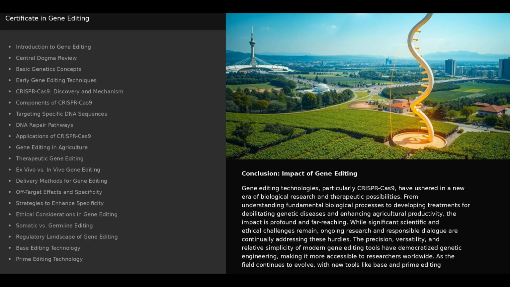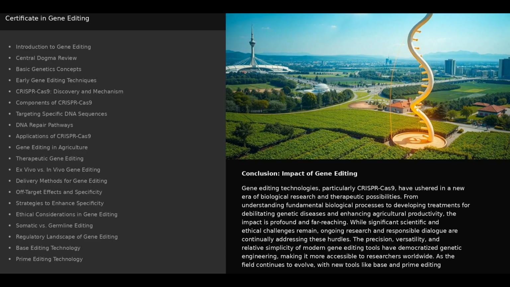Conclusion: Impact of gene editing. Gene editing technologies, particularly CRISPR-Cas9, have ushered in a new era of biological research and therapeutic possibilities. From understanding fundamental biological processes to developing treatments for debilitating genetic diseases and enhancing agricultural productivity, the impact is profound and far-reaching. While significant scientific and ethical challenges remain, ongoing research and responsible dialogue are continually addressing these hurdles.